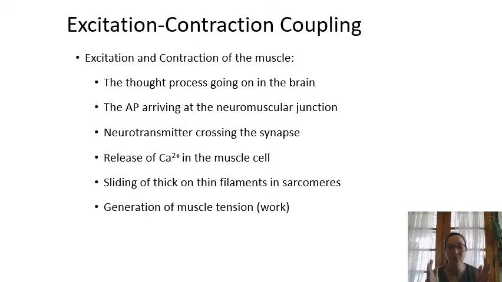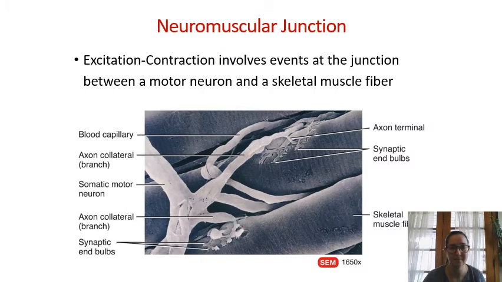And an overall shortening of the sarcomere is what results in the overall shortening of a muscle fiber, which gives you an overall shorter muscle, which is what we recognize as being a muscle contraction. All right, so a lot of steps happening there. We're going to go through them one by one and make sure that we understand each step.